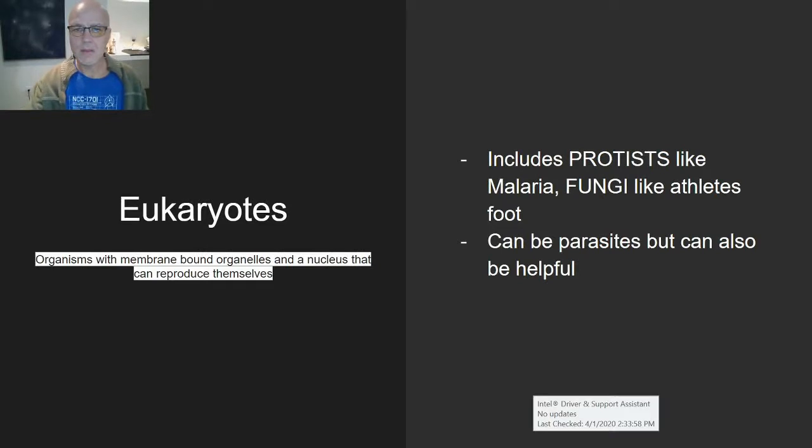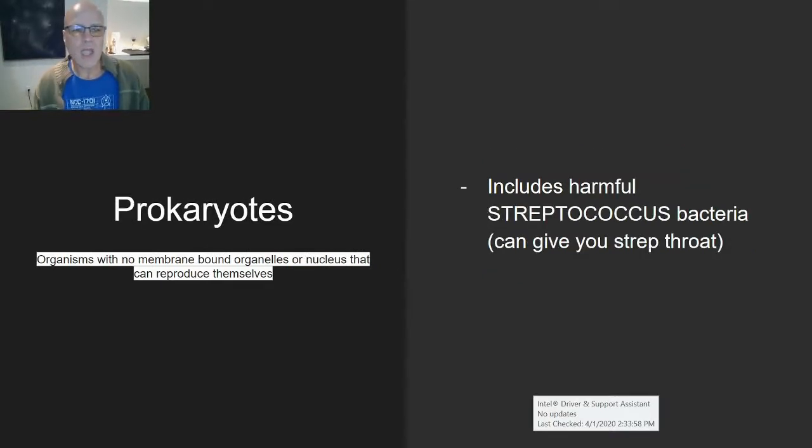Prokaryotes. Prokaryotes are organisms with no membrane-bound organelles or nucleus that can reproduce themselves. So the thing about prokaryotes is they can reproduce. Now, we don't usually call them prokaryotes. We call them bacteria, okay? And an example would be the Streptococcus bacteria. It can give you strep throat, which isn't that great.